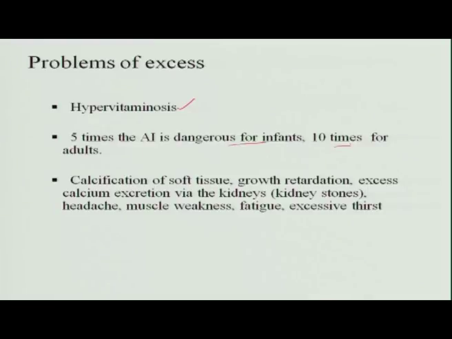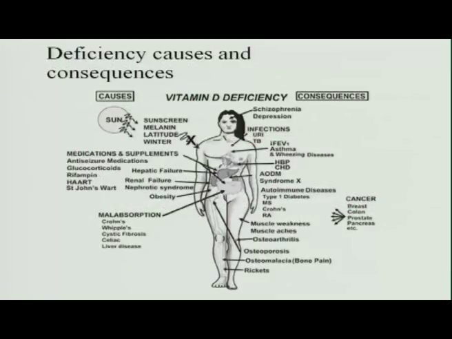Now when you take an excess of vitamin D, it causes calcification of soft tissues, and then there is growth retardation. Excess calcium excretion occurs via the kidneys, so the kidneys are overburdened and it can form kidney stones. Other symptoms are headache, muscle weakness, fatigue and excessive thirst. Now, deficiency and consequences of vitamin D are also very important.